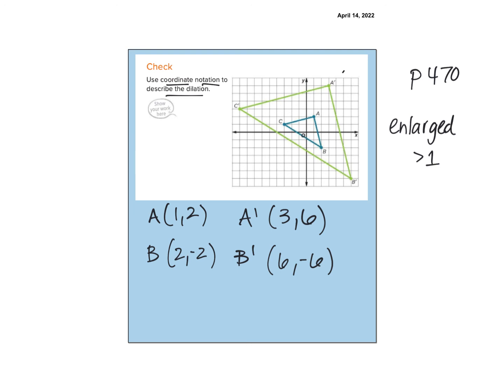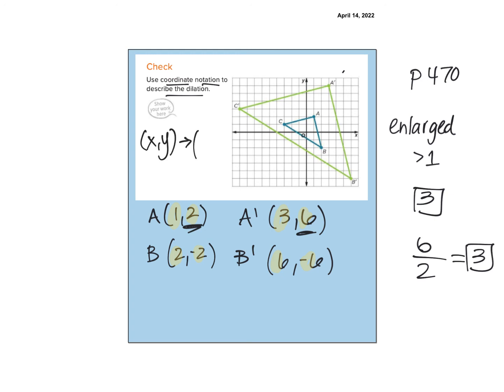All right, so I might notice that to get from 1 to 3, it looks like it's tripled. From 2 to 6, tripled. -2 to -6, tripled. So I think my scale factor or my dilation factor is 3. Okay, a way to test that is we could take a new coordinate. I'll just take 6 over an original, which was 2. 6 over 2 is the same as 3. Now I can actually write my coordinate notation. I'm going to put (x, y) arrow. We said it was tripling, so (3x, 3y), and it did enlarge.